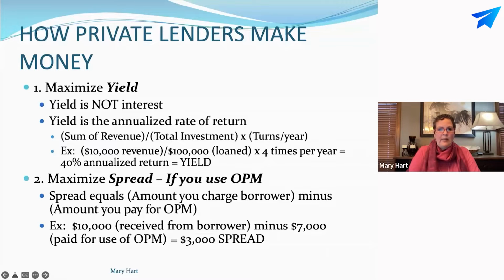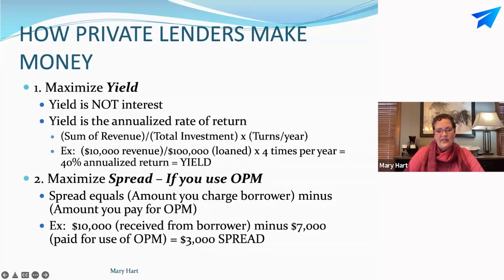And you calculate that by taking the amount of money that comes back to you in interest and points and divide that by the total investment you made in the loan. Get that number and then multiply it by how many times a year you can turn that money over. For instance, if I loaned out $100,000, that's my total investment, and I earned a 10% return, I earned $10,000 of revenue, then my return is 10%.